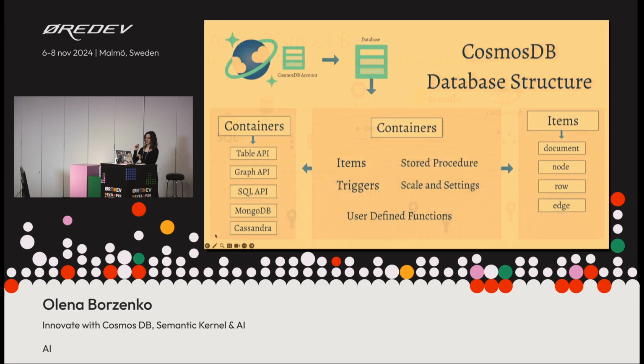All right. So very quickly about the actual database structure. You create an account, you select which API you want to use. You cannot change it afterwards. Regardless of which API you use, you're always going to have a container in a database with items, triggers, stored procedures, scale and settings, and user-defined functions. This is the same for all the APIs. But depending on the API, the items in the container are going to be either documents or nodes or rows or edges. Of course, because different APIs work with different data models, the item is going to have a different structure.